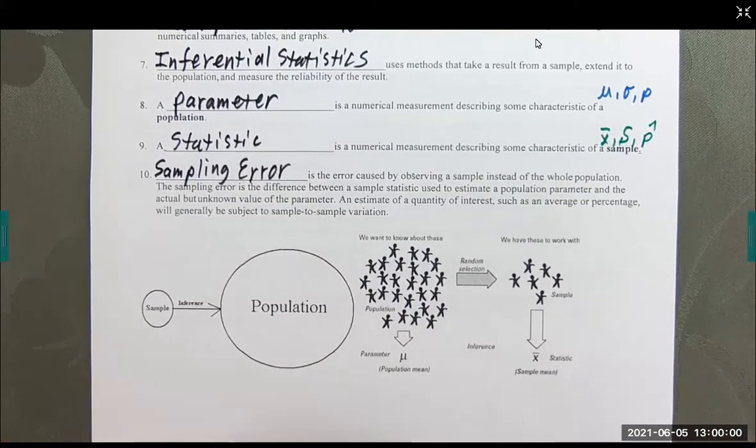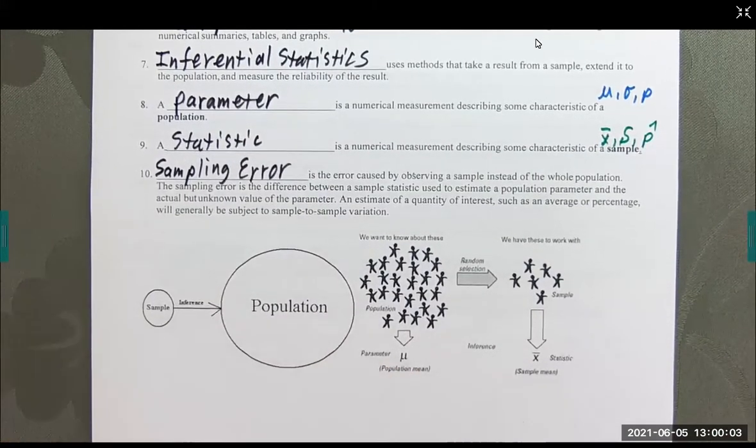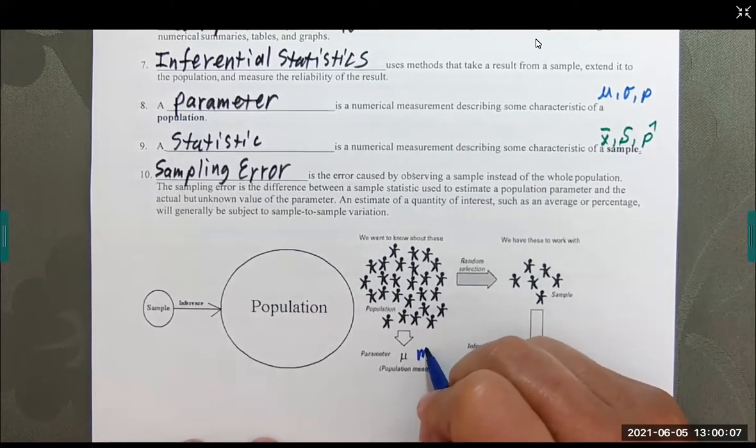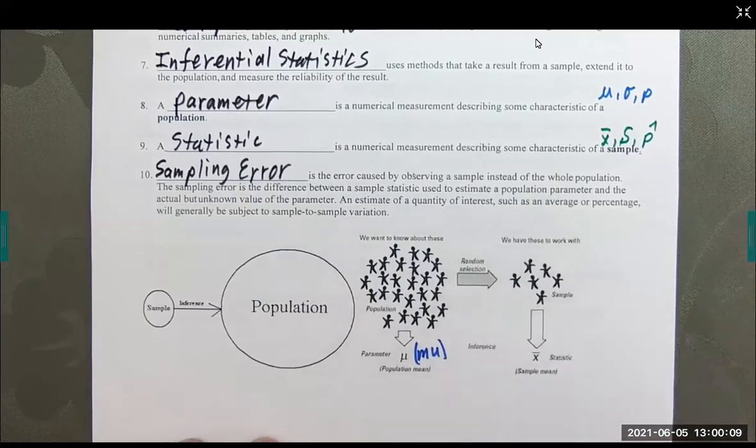Now, here's how this works. You can see that this is a Greek letter mu. This is pronounced mu, that's how you pronounce it. It's a Greek letter M, and it represents the population mean.